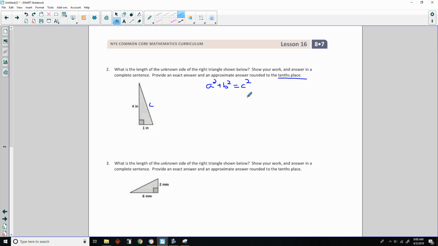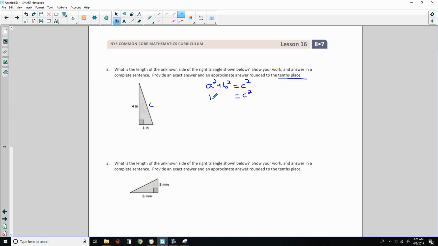So it's uber important to recognize the hypotenuse. The legs don't matter. I can call this A and this B, or this A and that B. It doesn't matter. But C has to be opposite the right angle. So it doesn't matter to me if you put A as 4 and B as 1, or A as 1 and B as 4. Okay?